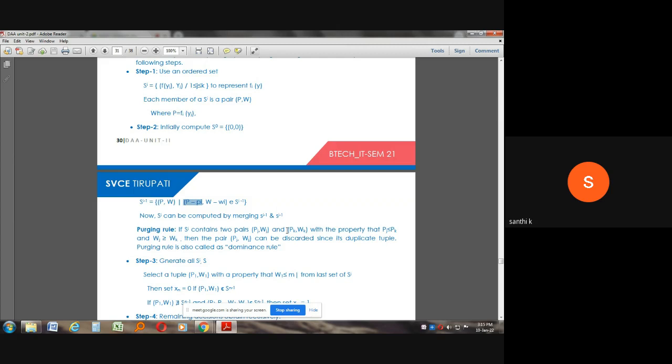While calculating, if we have two ordered pairs in the set, and if we satisfy that condition, we will remove the ordered pair (pj, wj). So you remember that is called the dominance rule or purging rule.